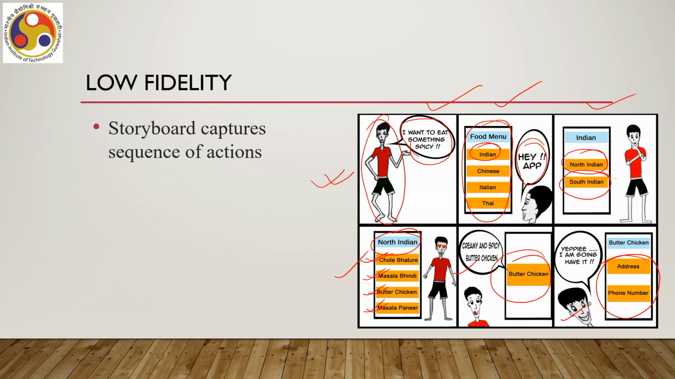Each sketch is a keyframe and each sketch shows a specific instance of the execution of the task by the user, a specific instance of how the screen appears at that point of time to the user. And the storyboard, together with all these 6 sketches, captures the sequence of actions required from the user to get the work done. We have to remember that this is only one idea which we are converting to a storyboard. This need not be the only idea.